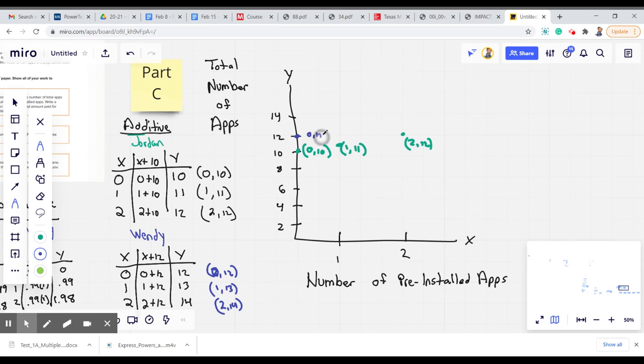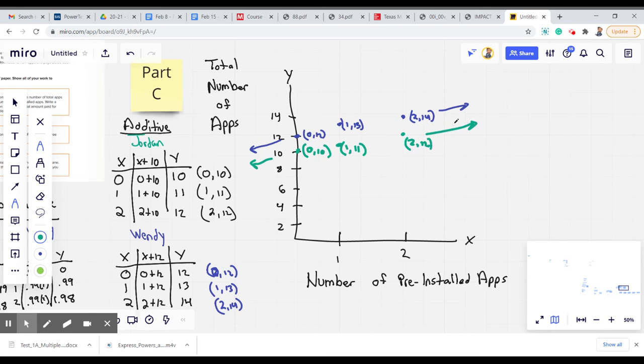So (0, 12). Then (1, 13): run 1, jump up 13, so maybe right there. And then (2, 14): run to 2, jump up to 14, so we're looking right about in there. So Wendy's line would be somewhere like this, and Jordan's line would be somewhere like this, if we connected all the points.